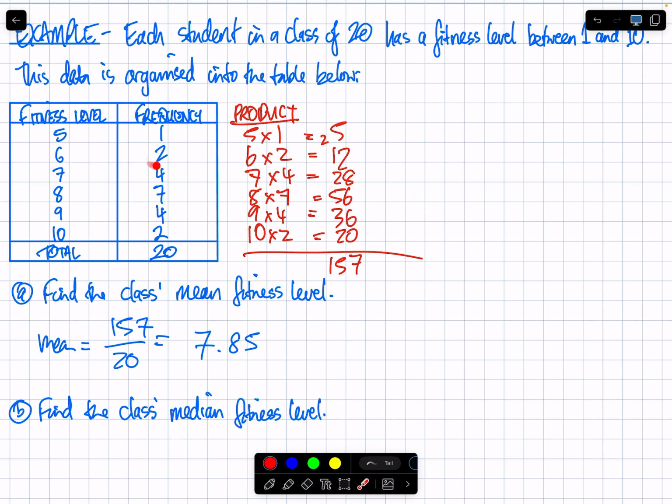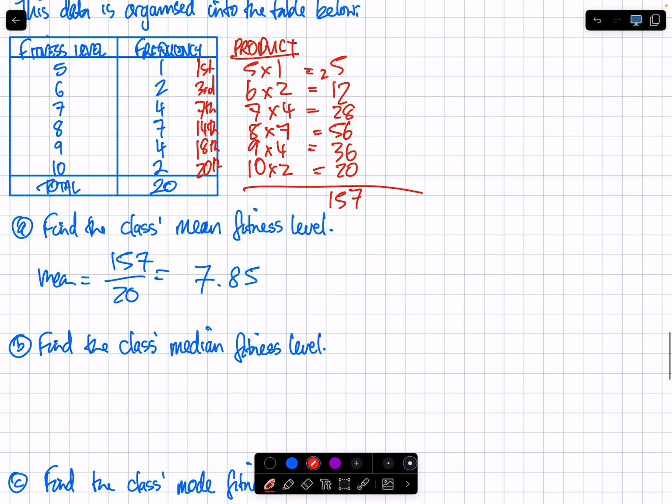If I add 2 more numbers to it, what does this get up to? We get up to the third number here. What number do I get up to when I've got the frequency of 4? The 7th. So if you work smarter, not harder, we've got the 1st, 3rd, 7th, 14th, 18th, 20th numbers up to that point. So now we can use my little formula. Median equals n plus 1, so 20 plus 1 over 2th position. 21 over 2, that's going to be 10.5th position.